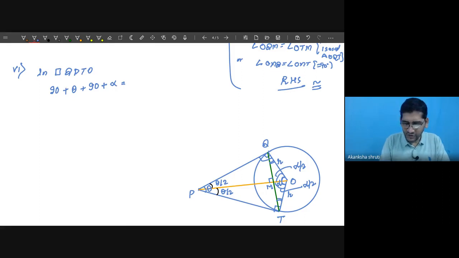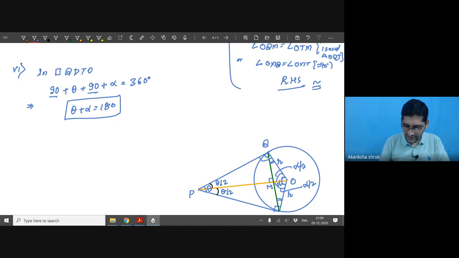So in a quadrilateral, by the angle sum property, the total is 360 degrees. It simply means 90 plus 90 becomes 180. So theta plus alpha is 180 degrees. This we need to keep in mind. Okay. So the sum of the angle between the tangents and the angle subtended by the sector at the center is 180 degrees.